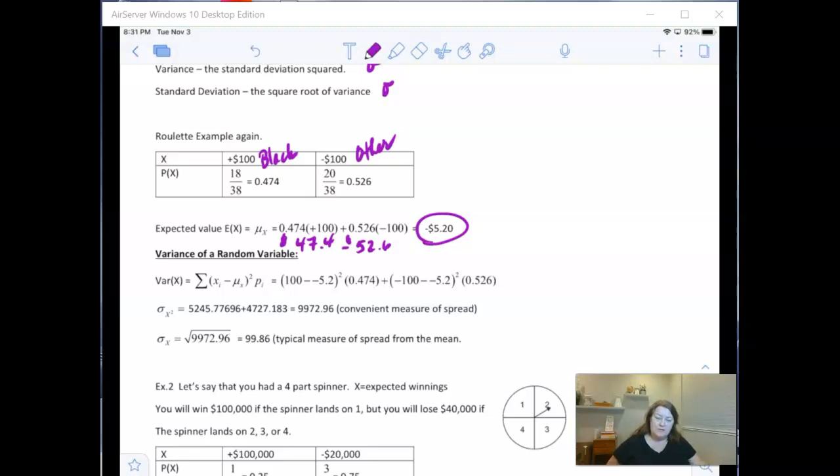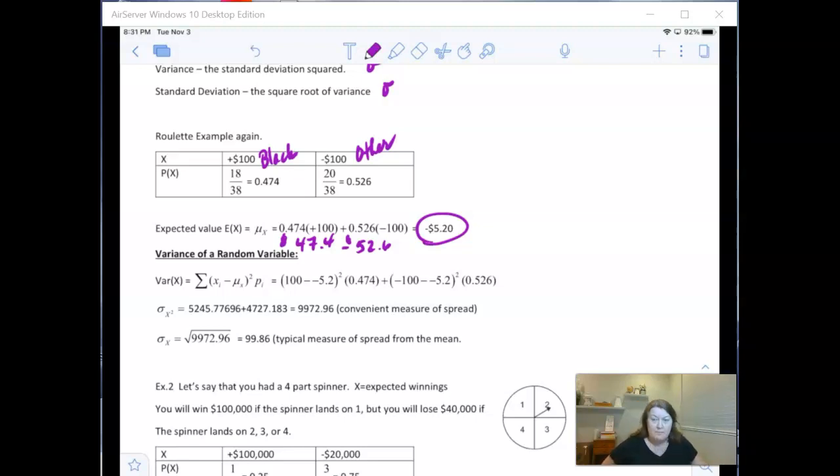But let's take a look at the spread. Is that pretty consistent? Is it always $5 or is it wildly varying? Sometimes I win a whole bunch and sometimes I lose a whole bunch and it kind of averages down to -5. That's what variance and standard deviation does for us.